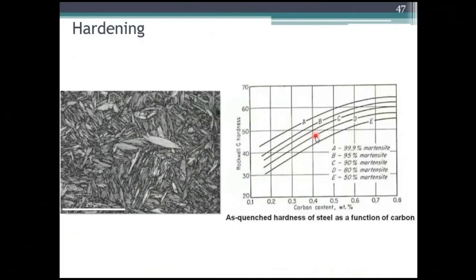So it will be depending upon the quenching, the percentage of martensite content, and even the percentage of carbon content in the material.